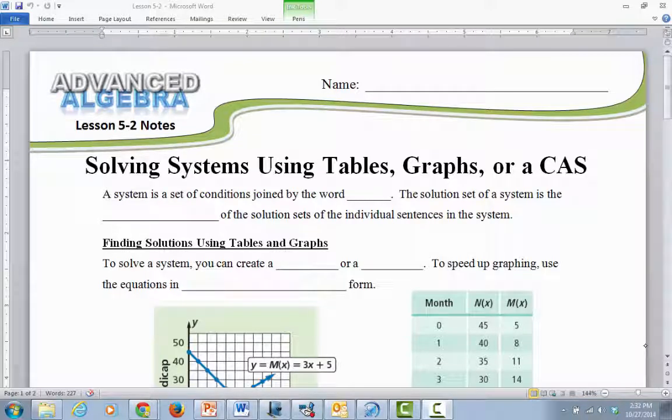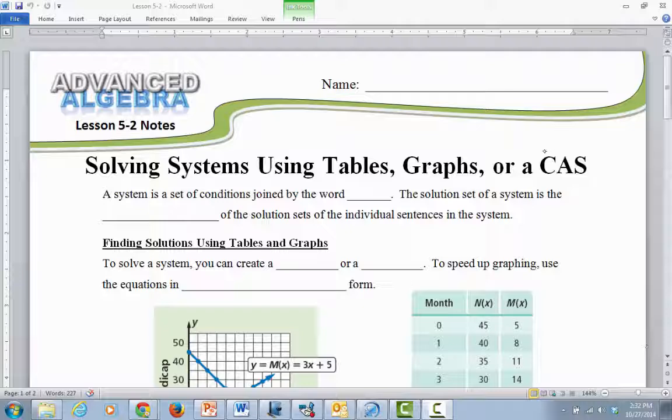We're looking at mostly lines today, but there are some other equations. But we want to find out when you have two sets of lines or two sets of functions, when they have a solution together. Okay, so that's what we're looking at. Solving systems using tables, graphs, or CAS.